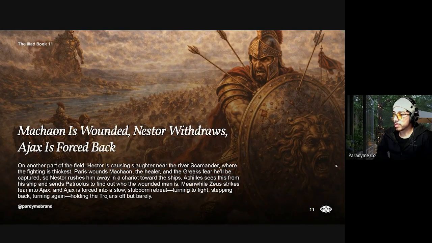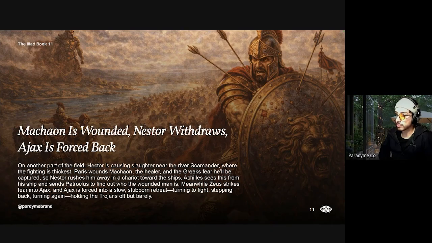Machaon is wounded, Nestor withdraws, and Ajax is forced back. On another part of the field, Hector is causing slaughter near the river Scamander, where the fighting is thickest. Paris wounds Machaon, the healer, and the Greeks fear he'll be captured. So Nestor rushes him away in a chariot towards the ships.